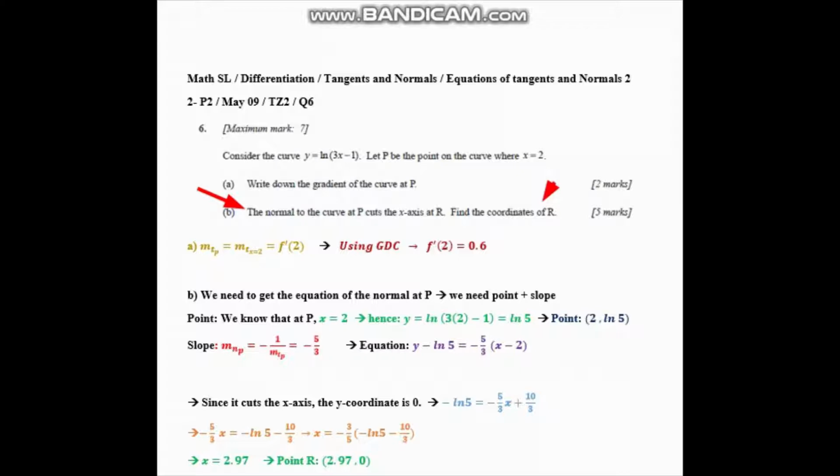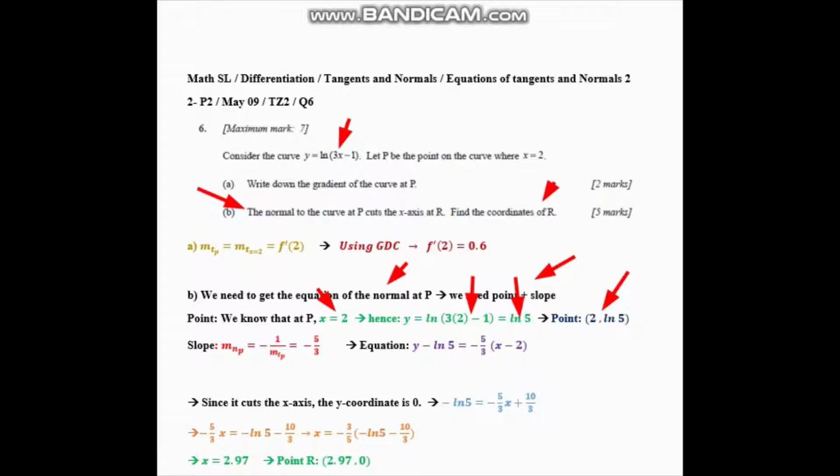So we are told that we need to find the equation of a normal. Hence, we need a point and a slope. So the normal cuts the curve at P, and we know that at P, x equals 2. So we can get the y value at point P by substituting 2 into this equation. So ln 6 minus 1 equals ln 5. Hence point P has a y value of ln 5 and an x value of 2.